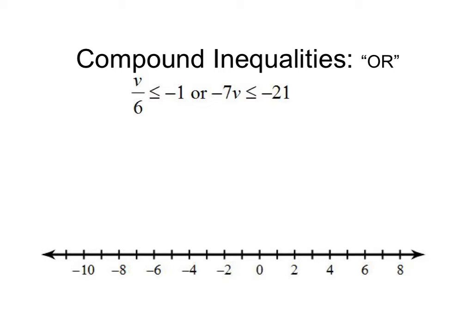So again, I'm going to solve them independently one from the other. So I'm going to isolate my variable. So multiply by 6 on both sides. So that's going to give me v less than or equal to -6. Then I'm going to solve my other inequality. I'm going to divide by -7 on both sides. And that's going to give me 3, but because we divided by a negative number, my sign needs to flip.